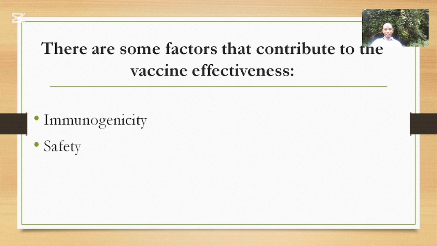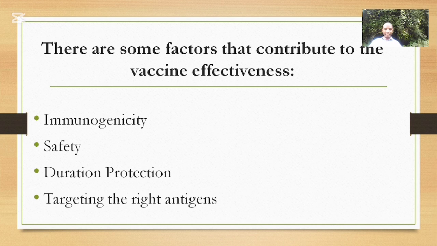The second factor is safety. An effective vaccine should not cause another disease or side effect. When the vaccine can cause another disease, it is not effective. The third one is duration of protection. Those memory cells produced should be able to last for a long time.